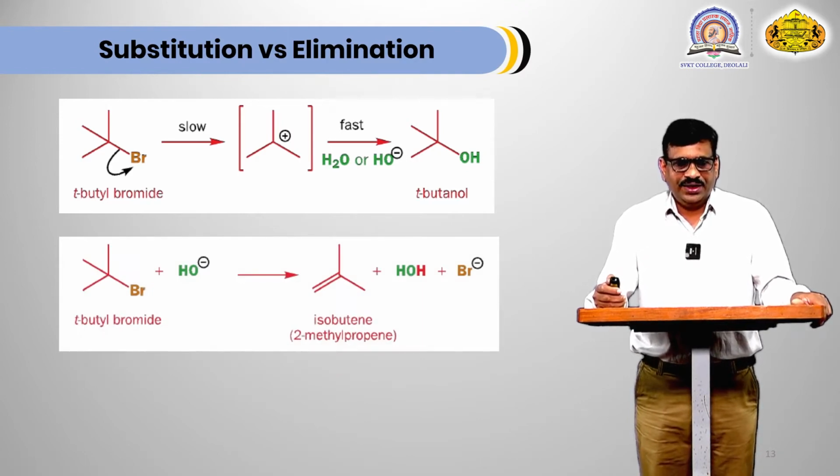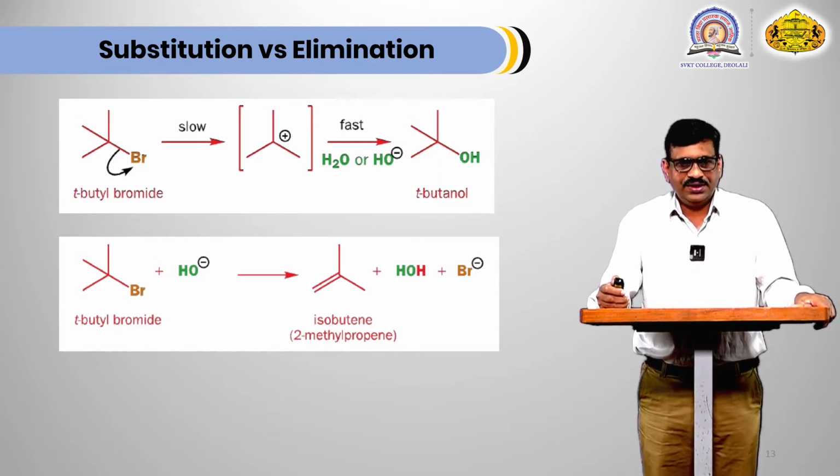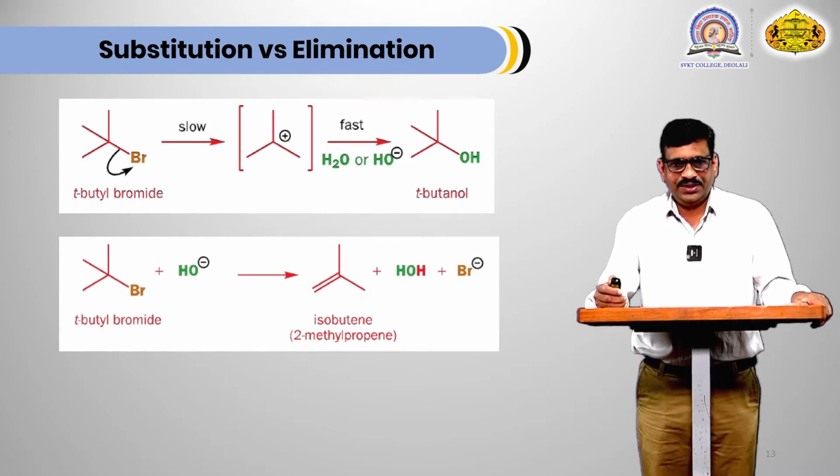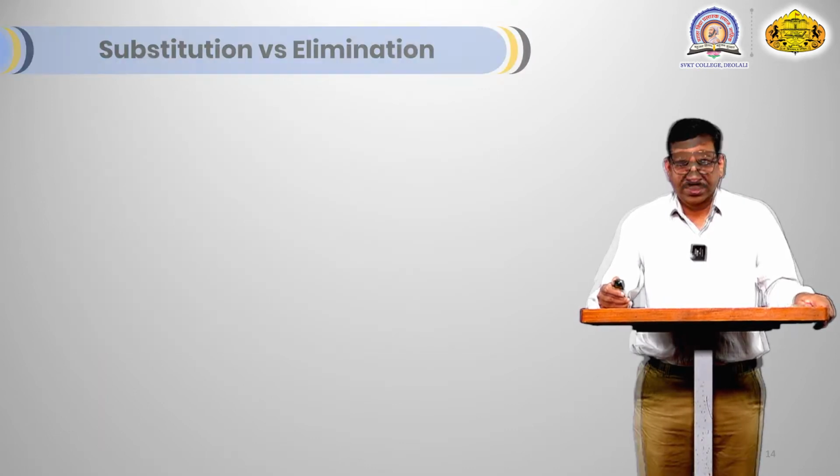Tertiary butyl bromide, when treated with a base like NaOH, forms tertiary butanol, which is an example of a substitution reaction. And when this tertiary butyl bromide reacts with a base in the presence of alcohol, there is formation of an alkene as a product. This is an elimination reaction.